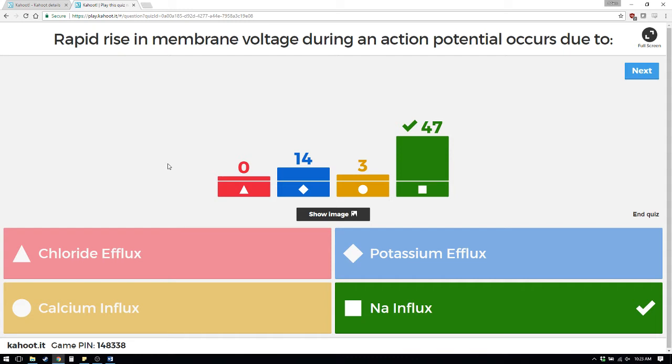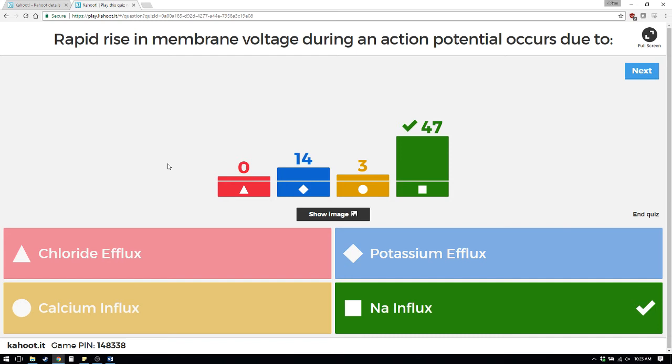What does potassium efflux do? Helps to reset the thing by bringing it back down and making it more electronegative, right? Because potassium levels on the inside of the cell are much higher than on the outside. So when those channels open up, it helps to reset the cell by hyperpolarizing it, okay?